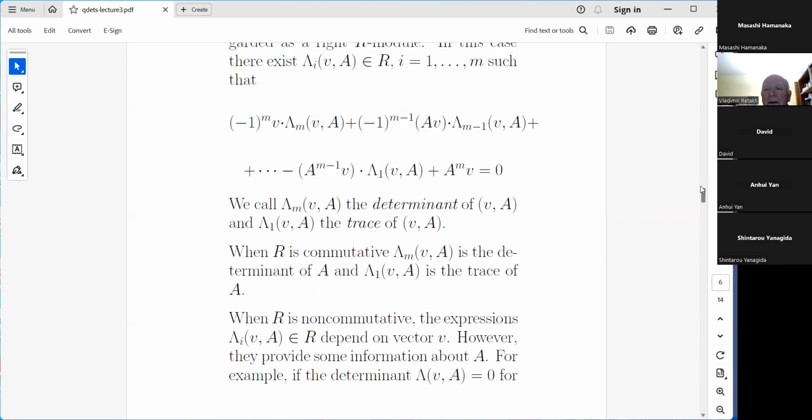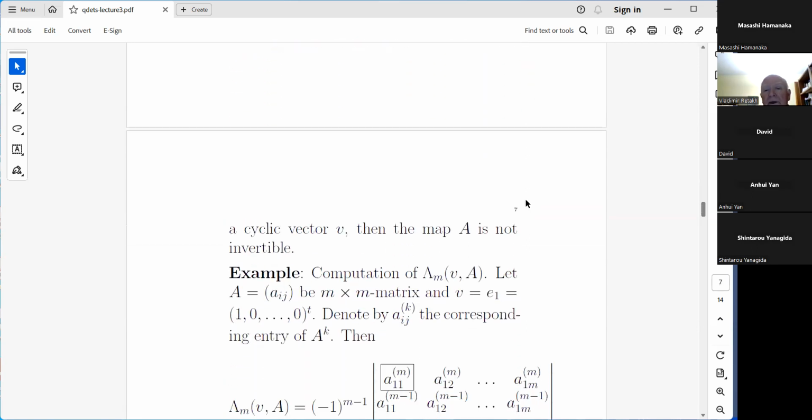I should put m here, is 0. Then the map A is not invertible. Okay, well, classical case, if determinant is 0, then matrix is not invertible. Now I compute those, so those coefficients, for example, the determinant.